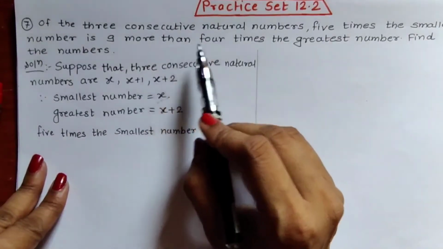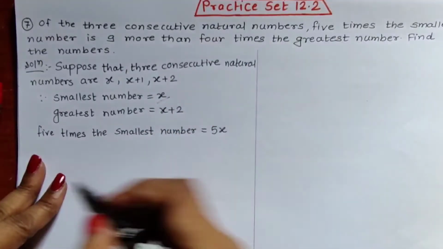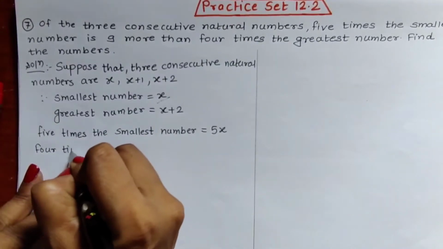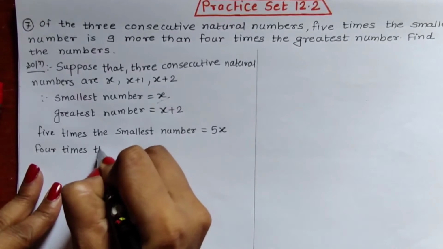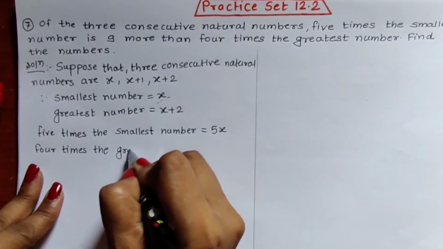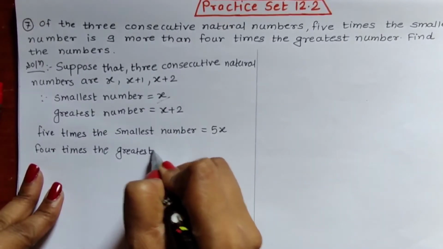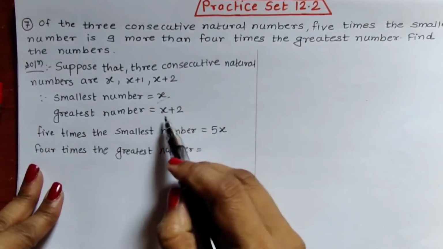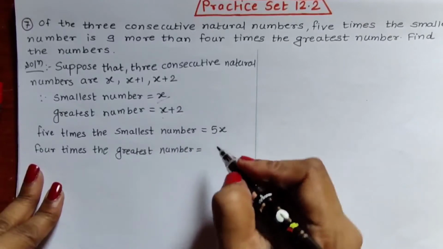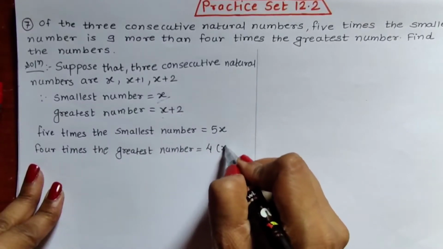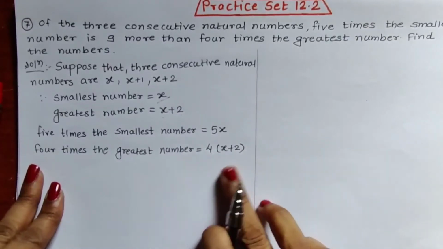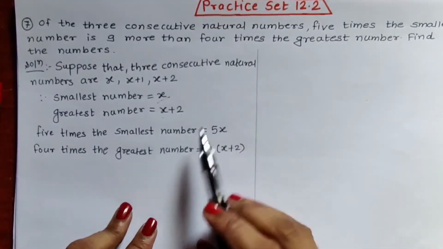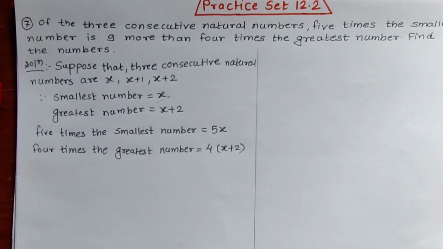Now what is given after that? 4 times the greatest number. So I will be writing here 4 times the greatest number. Our greatest number is x plus 2. 4 times of x plus 2 means 4 multiplied by x plus 2. 4 into bracket we should write x plus 2. So in this way, from the given data we have to write the terms accordingly.